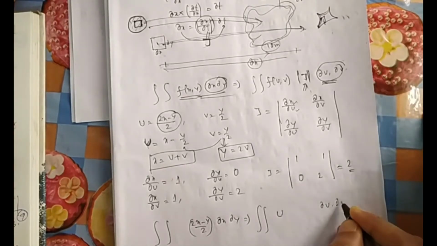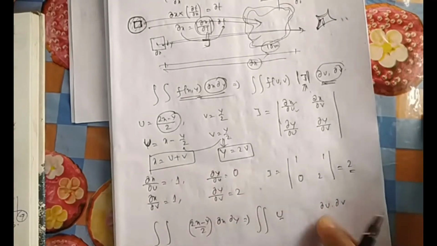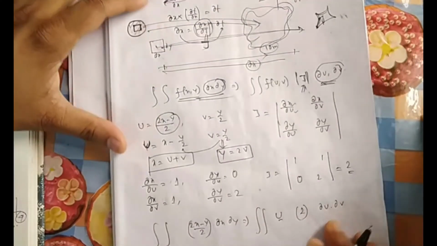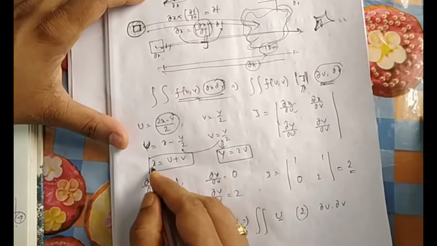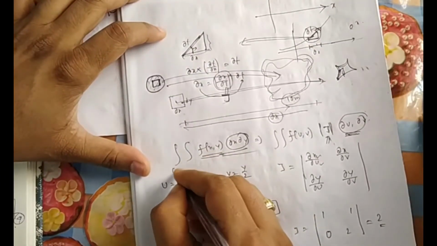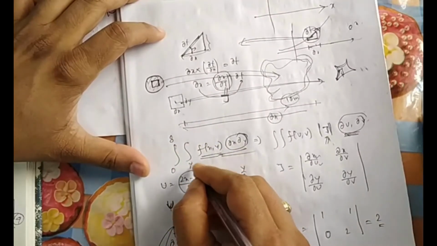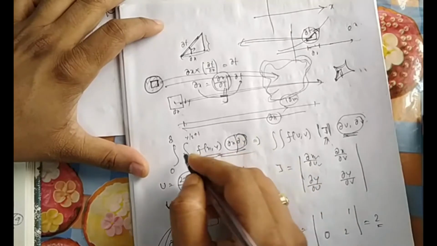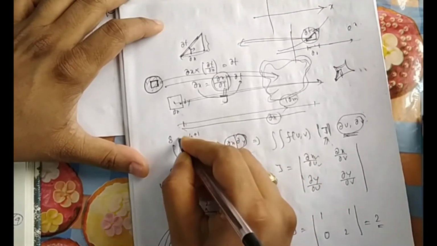So du dv is done in place of this, and now we have to give the penalty also. So it becomes something like that. Now how to put this limit? You check the limits they have given. Here they have given 0 and 8. Here they have given y by 2 and y by 2 plus 1. And which one is first? They have given dx first. So this is the limit for x.